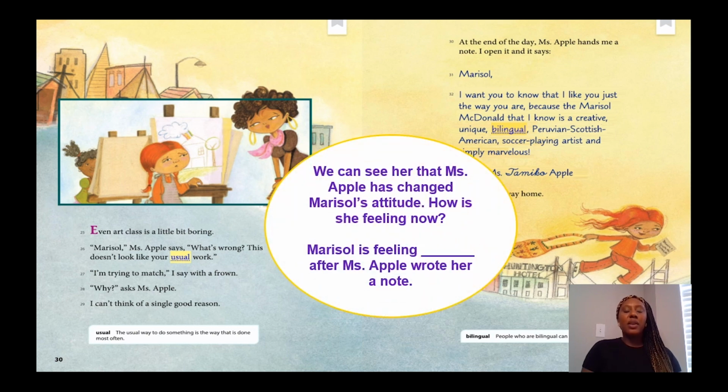We can see that Miss Apple has changed Marisol's attitude. How is Marisol feeling now? Marisol is feeling blank after Miss Apple wrote her a note.